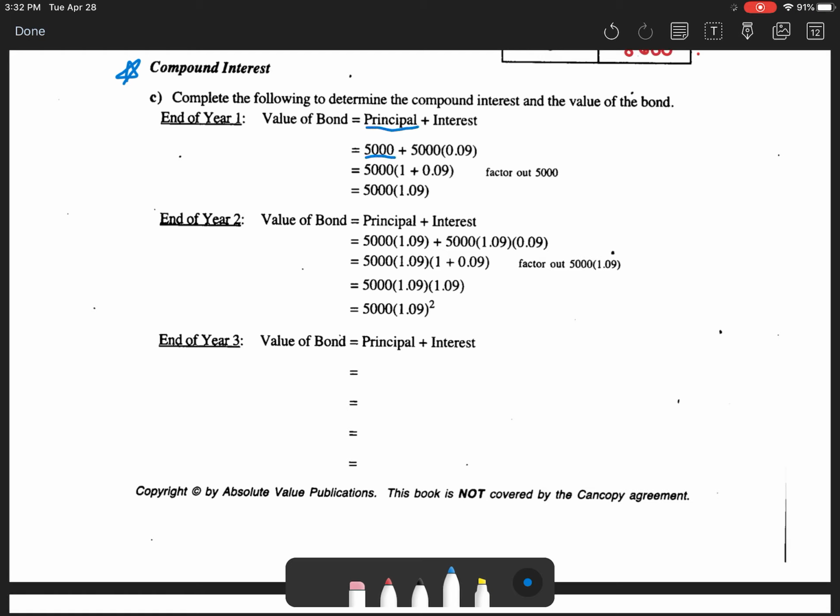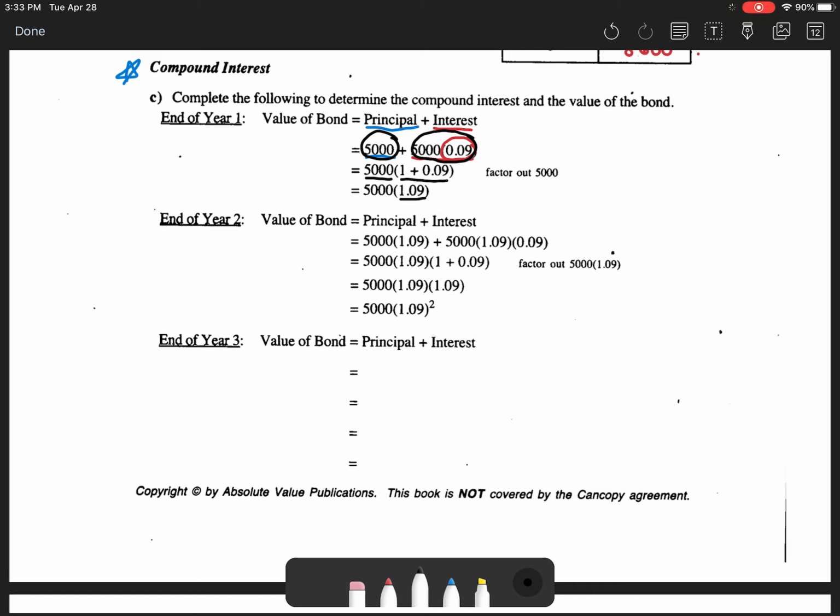Now, when I talk about compound interest, this is going to be a little more complicated and a little more involved in the calculation. This is the way it works. At the end of year 1, what's going to happen is this. I'm going to take the principal, which in this case is the $5,000, and to that, I am going to add the interest. Now, here's the interest calculation. 9% of $5,000. So that's how I get the interest. 9% of 5,000. So what you'll see in that calculation is I have two terms.